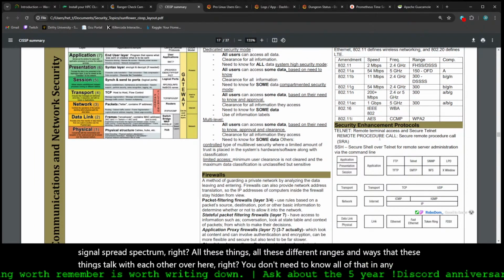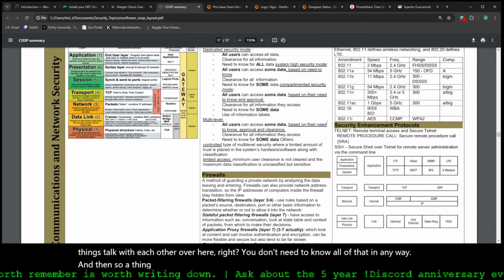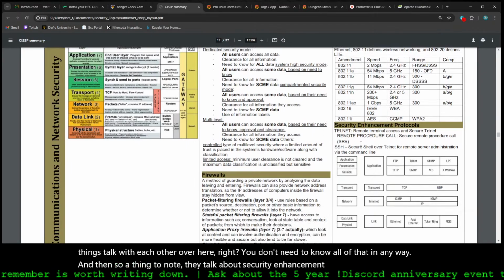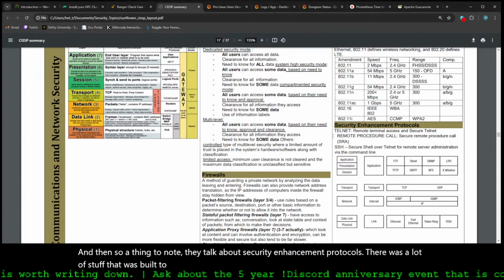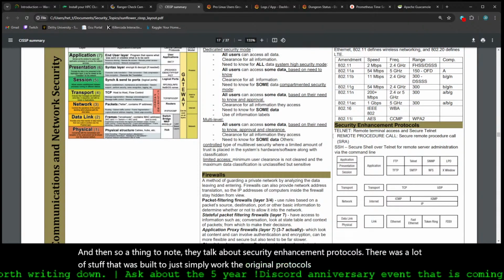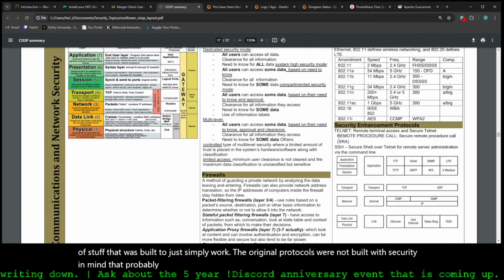And then a thing to note, they talk about security enhancement protocols. There was a lot of stuff that was built to just simply work. The original protocols were not built with security in mind. That probably is very obvious to people that care about security.